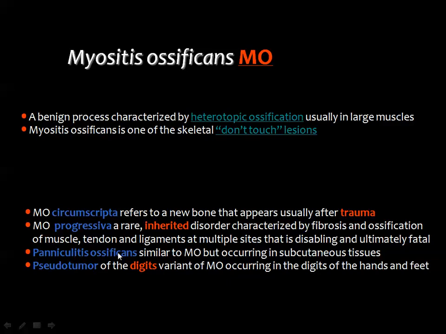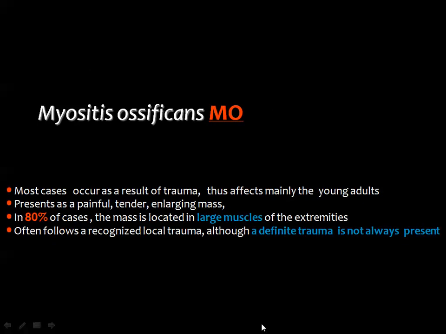Panniculitis ossificans is that lesion occurring in the subcutaneous tissue, and the pseudotumor of the digit is a variant of myositis ossificans occurring in the digits of the hands and feet. But we are talking now about myositis ossificans occurring post-traumatic.